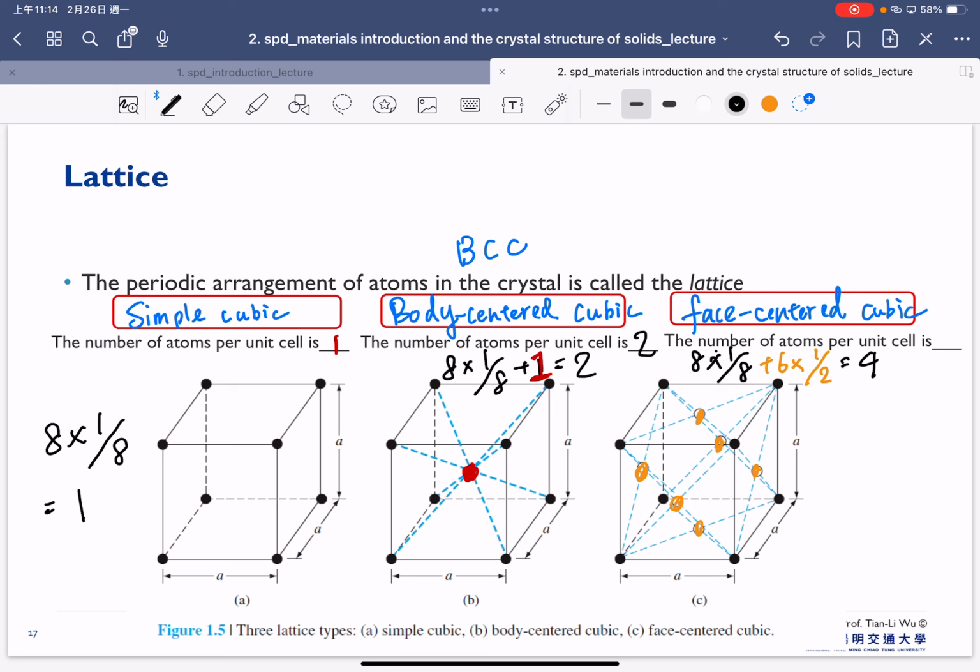So the number of atoms in the unit cell is 4. I think that's a pretty straightforward calculation, but at least this gives you a basic understanding of how we calculate the atoms in a unit cell in a certain lattice arrangement.